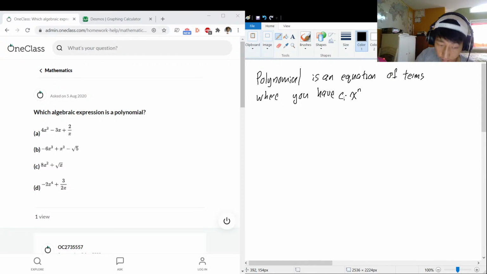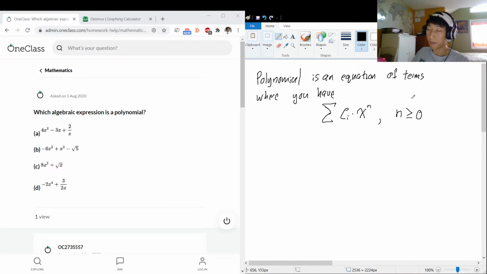Let's actually write that on a different line so it's just a little bit clearer. You have a constant or a coefficient multiplied by x to the power of some n, and you add them all up. This sigma represents a summation. And n has to be greater than or equal to 0, meaning you're not allowed to have negative powers for n in your polynomial. That's going to be the main thing that we can use to disqualify some of these options.